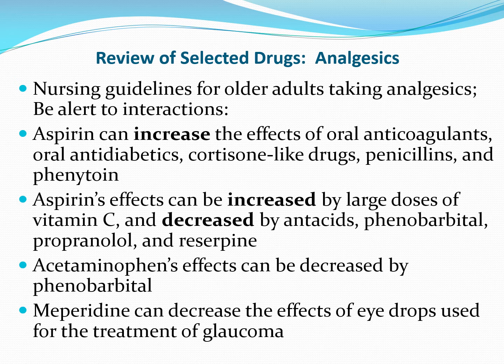For aspirin, because aspirin can increase the effect of oral anticoagulants, oral antidiabetics, cortisone-like drugs, penicillin and phenytoin, we need to know this. So if any adverse reaction happens, we should know that aspirin may be the cause. Also, aspirin's effect can be increased by large doses of vitamin C. So if the patient is taking aspirin and vitamin C at the same time, the effect of aspirin can increase, so bleeding can happen. And it can also be decreased by antacids, phenobarbital, propranolol and risperidone.